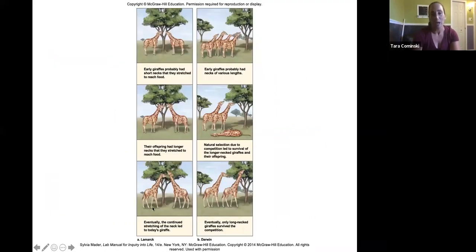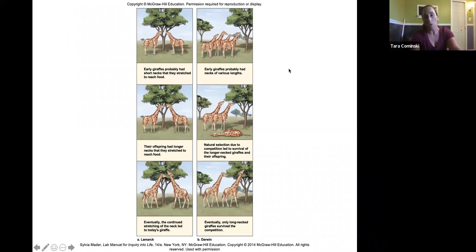If you look at Lamarck's on this side and Darwin's on this side in terms of explaining how giraffes ended up with these really long necks, right? According to Lamarck's inheritance of acquired characteristics, the idea is that all of these giraffes early on had short necks, but during their lifespan, their necks were able to stretch to reach those leaves, and then they gave birth to offspring with long necks, right? Not quite the way it occurs.